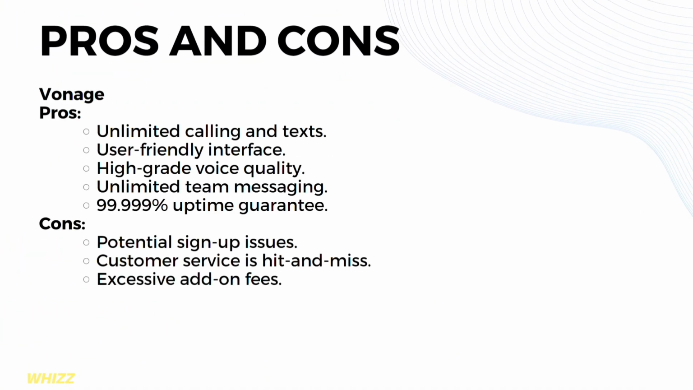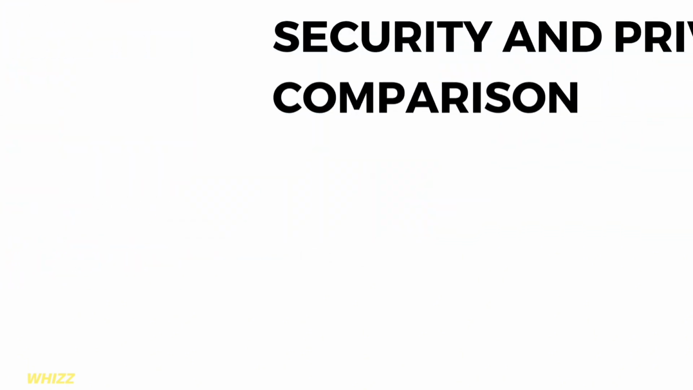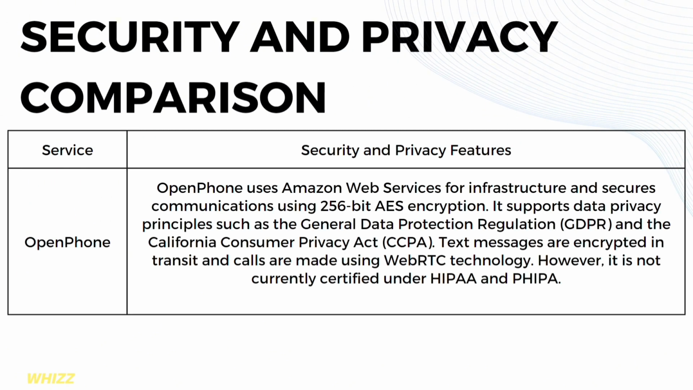Now moving on to the pros and cons of using Vonage. Its pros are unlimited calling and text. It offers a user-friendly interface, high-grade voice quality, unlimited team messaging, and a 99.999% uptime guarantee. The cons of using it are potential sign-up issues, customer service that is hit and miss, and excessive add-on fees.